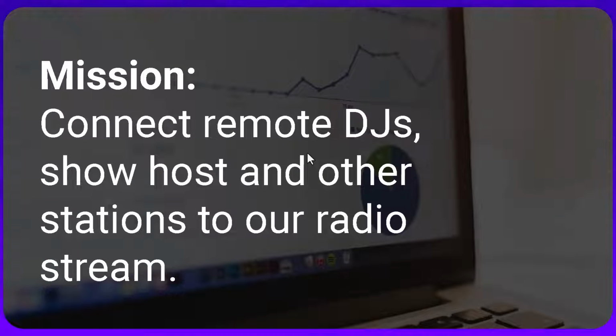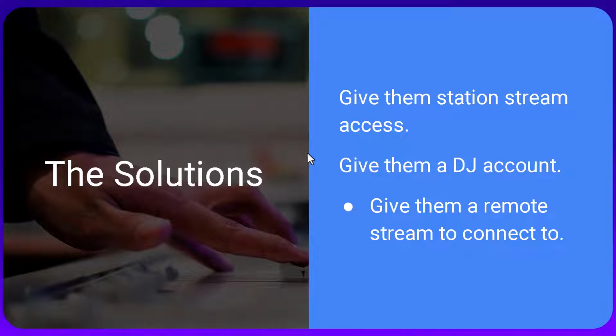All right, so our mission is to connect remote DJs, show hosts, and other stations to our radio stream. This is something, again, a lot of people have asked me about. So there are several solutions. One, you can give them the station stream access, something I do not suggest that you do. Basically you turn off your stream, and you give those people your login credentials to your streaming server, and they have to connect at the time they're supposed to do their show, and they're supposed to release that stream so that you can get back to broadcasting. Already you can see that this could turn into a problem with someone forgetting to release the encoder, or someone that decides they're going to go a little longer than what they're supposed to. So that option, I do not recommend.